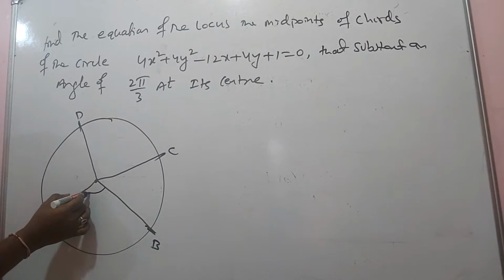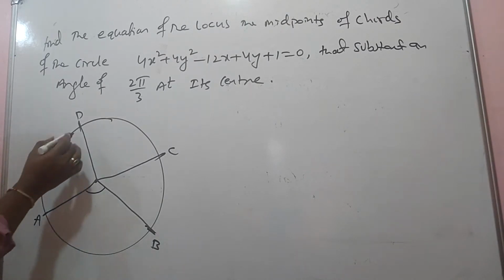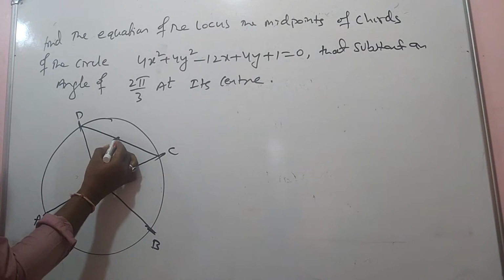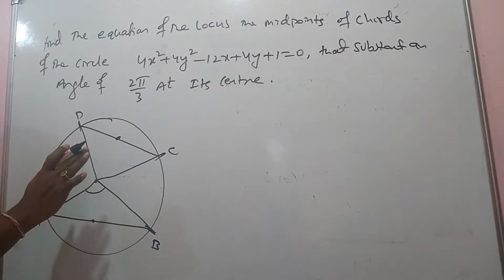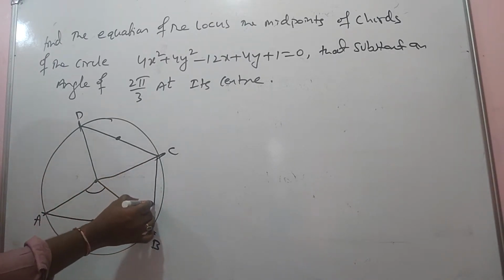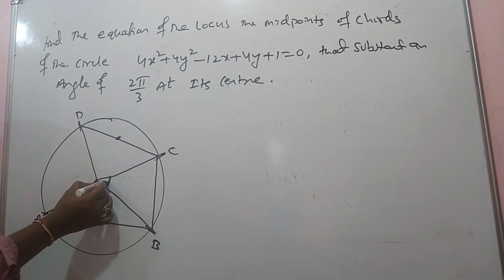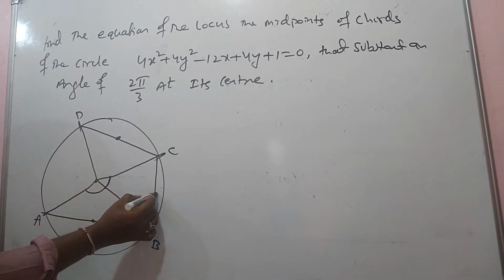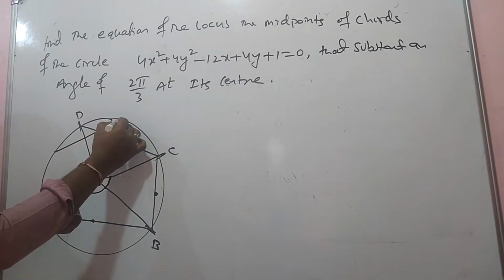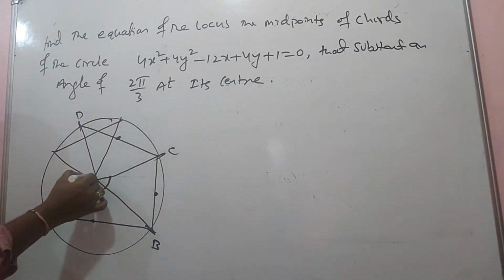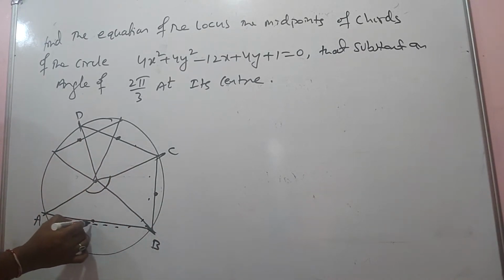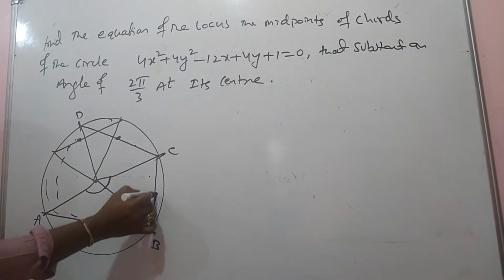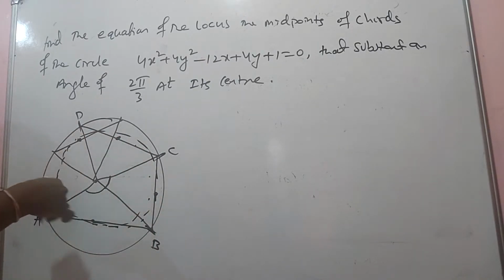This angle is forming 2 pi by 3. And this is the midpoint of this chord. Like this midpoint, you can take n number of chords. I can take one more chord which makes the 2 pi by 3 angle, and there will be a midpoint. I can take another chord that makes one more angle of 2 pi by 3, and it has a midpoint. All these have midpoints. All these midpoints make another circle. So he's asking to find the locus of this.